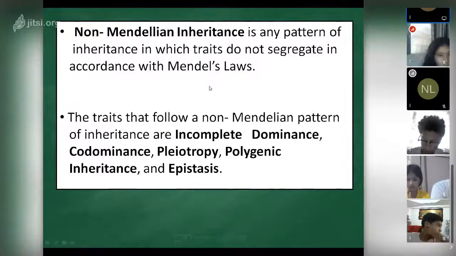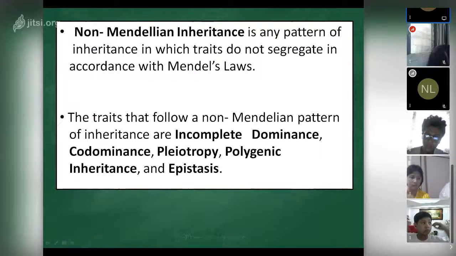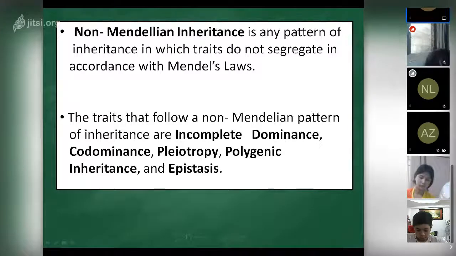Mendel's law. Plus, in your grade 8, did you have the lesson about Mendelian pattern or Mendelian inheritance? Did you forget already? Hoy, class, did you have Mendelian inheritance in your grade 8?